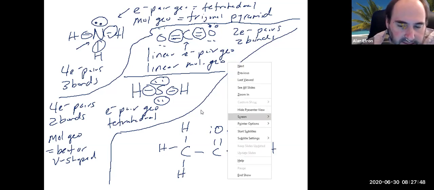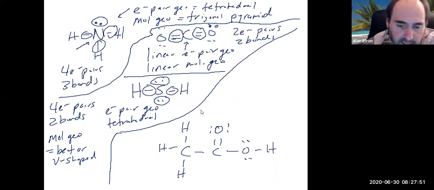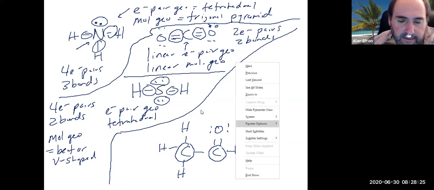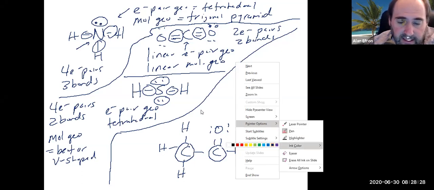So in this particular molecule, there's actually more than one central atom. Whenever you have a molecule with more than one central atom, you do the geometry for each central atom separately. This carbon here is a central atom, this carbon here is a central atom, and this oxygen here is also a central atom. So in this example, we have 3 central atoms, and like I said, you take each one individually.